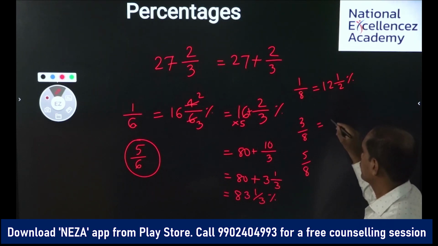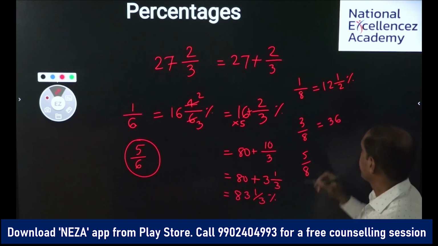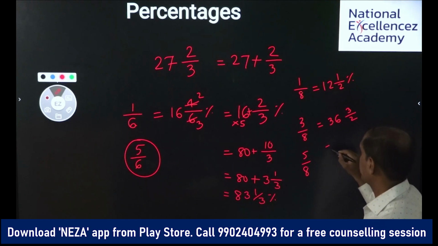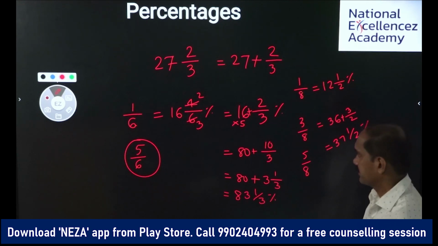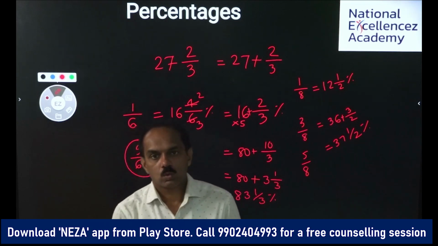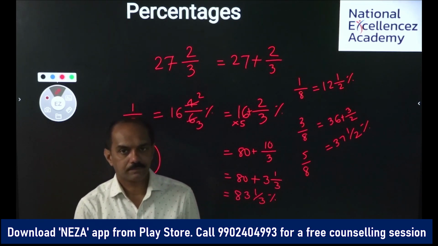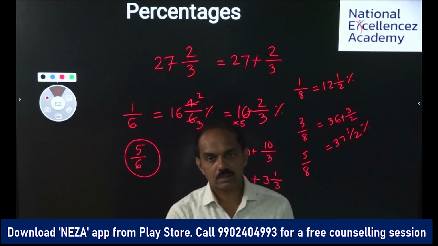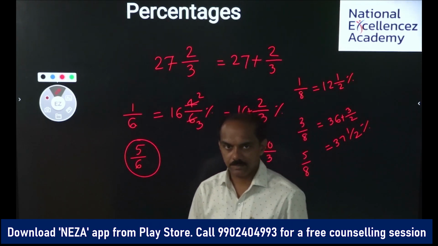3 times, this is 36. This is 3 times 0.5, meaning 3 by 2, and 3 by 2 means 1.5. 36 plus 1.5 is 37 1 by 2%. Right? So we must memorize at least these things in order to save time. Right?